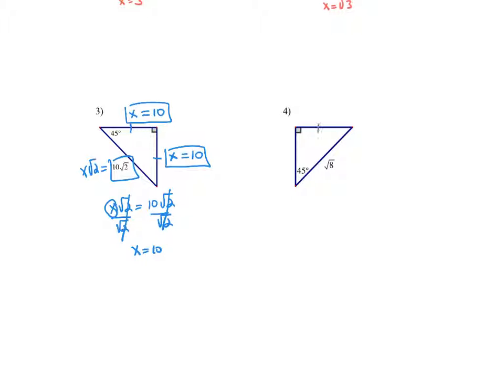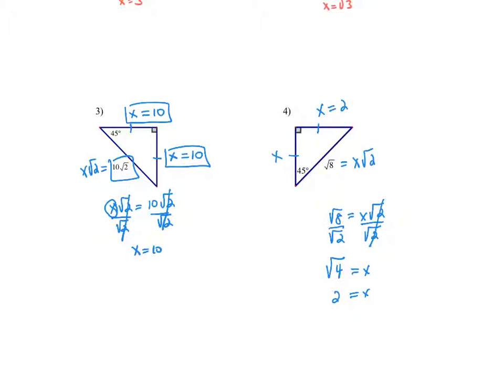Right, in number 4, our two legs are equal to each other, give them each an x. And then the hypotenuse is found by taking the leg times the square root of 2. So think about that little equation. The square root of 8 equals x square root of 2. And divide both sides by the square root of 2. So we've got x. And then square root of 8 divided by the square root of 2 would give us the square root of 4. And then that, my friends, is just 2.